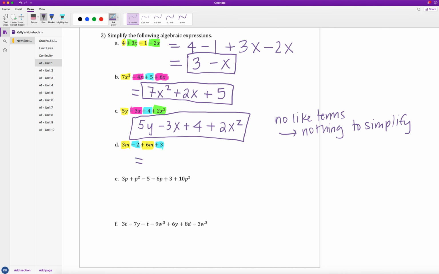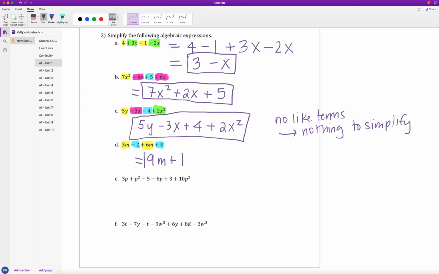So let's start with our terms highlighted in yellow, the 3m and the positive 6m. So when I add those together, remember I'm adding the coefficients, so 3 of them plus 6 of them will give me 9m of them. And then negative 2 plus 3 I can combine since they're both constants, and negative 2 plus 3 will give me a positive 1.